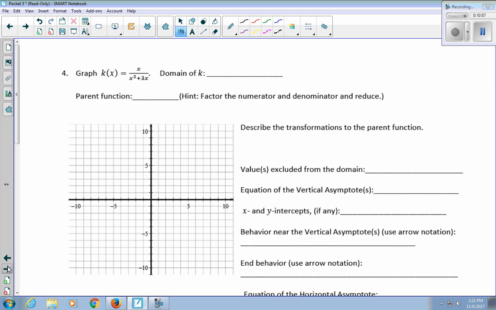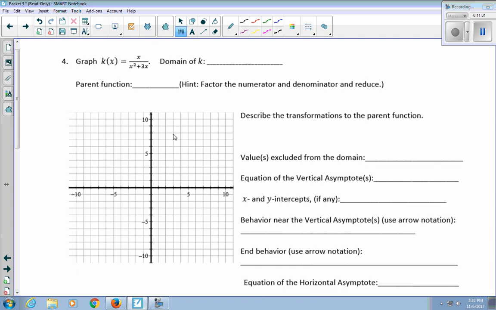All right, one more. X over x squared plus 3x. Okay, so the domain would be all x values except for things that would make that denominator 0. So let's see, x squared plus 3x equals 0. So it looks like I can't have 0 or -3. Either of those x values would make my denominator 0.